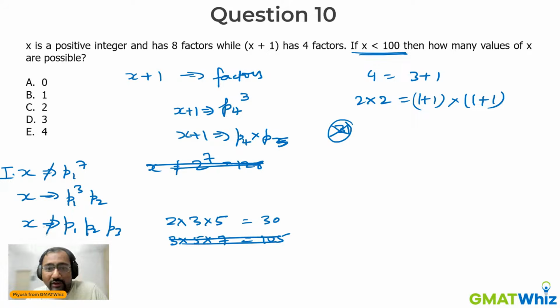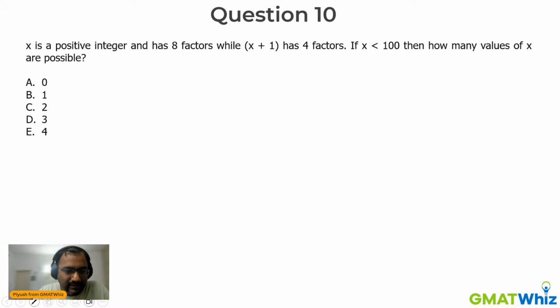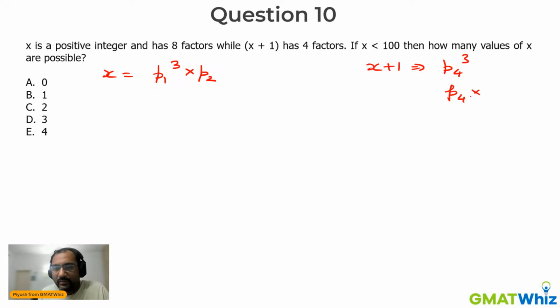Okay. I hope this is clear to all of you also. So x cannot be the first or the third case. So from here, I can definitely infer that x is only case number 2, which is what we will solve for now. So x, wait a second. Let me just get this. So x, I know for sure, is p1 to the power 3 into p2. And I know x plus 1 has to be of the form p4 cubed or p4 into p5. Okay, it has to be of these two forms.